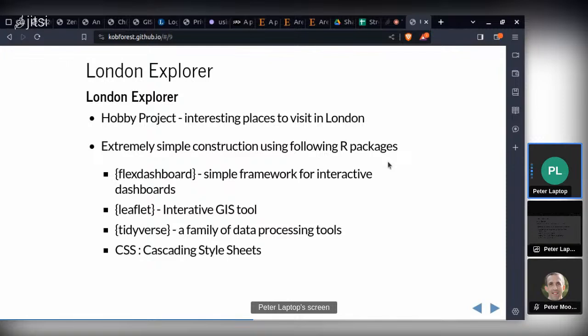There is an interactive tool called Leaflet. Now, Leaflet is a broad interactive tool that I believe a lot of people in the open source GIS world would know about. I won't go into too much detail, but this is a very useful package, and I was able to quickly deploy it to make this little website here, okay? Beyond that, we have Tidyverse, a family of data processing tools that most people should be fairly familiar with, and then a cascading style sheet that literally just improved the layout.